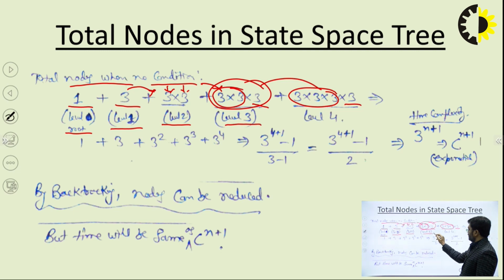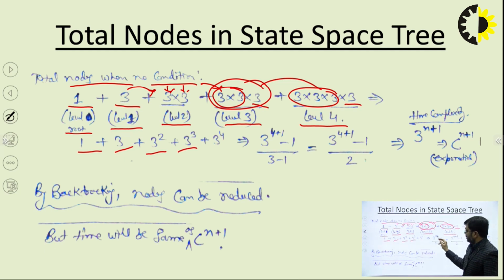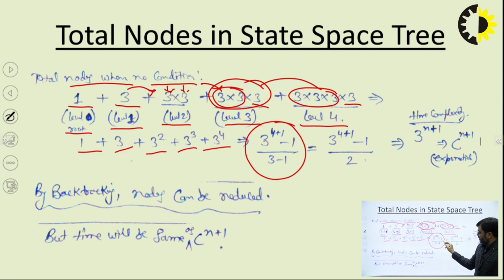It means at level number 3 we had 3 into 3 options, at level number 4, 3 into 3 into 3 into 3 options. And when we try to solve this, this comes 1, this comes 3, this comes 3 to power 2, this comes 3 power 3, and this comes 3 raised to power 4. And when we solve this, it comes with 3 raised to power n plus 1 minus 1 divided by 3 minus 1. That comes with 3 raised to the power 4 plus 1 minus 1 by 2.